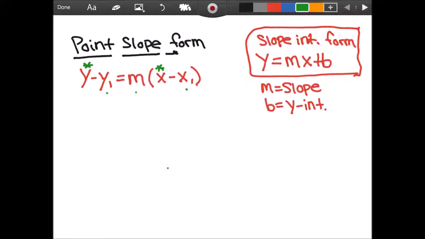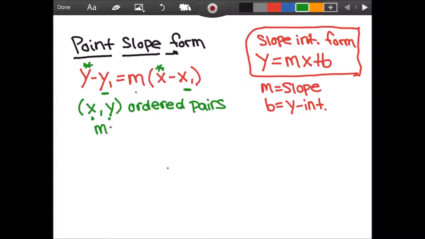And what we're going to do is we're just going to go ahead and we're going to fill these in here. All right, remember our x and our y are our ordered pairs. That's where you're going to get those numbers from. So this right here and this right here is where you're going to get the numbers from, okay, x and y. And your m is another reminder you're going to get from your slope.